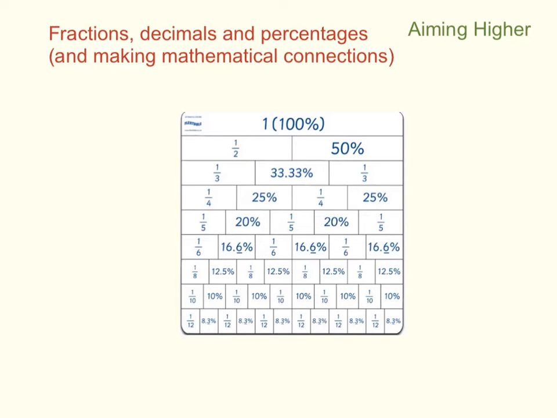In this video we're looking at fractions, decimals and percentages, but really we're looking at how we can make mathematical connections, how we can link one thing that we know to another one, and this is the aiming higher version of the video.